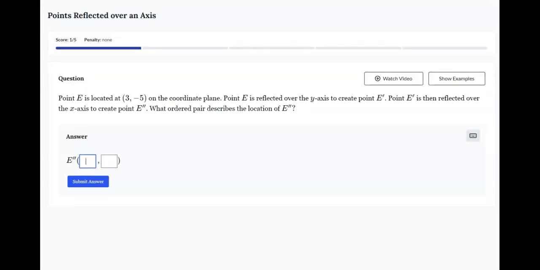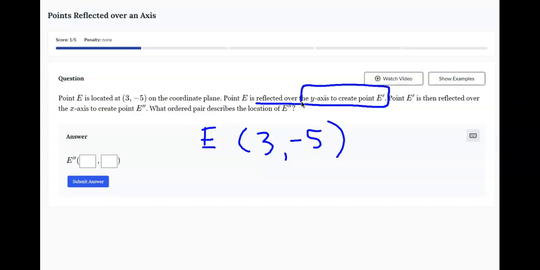Let's take a look one more time. The first point is E. Its coordinates are (3, -5). E is being reflected over the y-axis to create E prime. When we reflect over the y-axis, we change the sign of the x-coordinate.